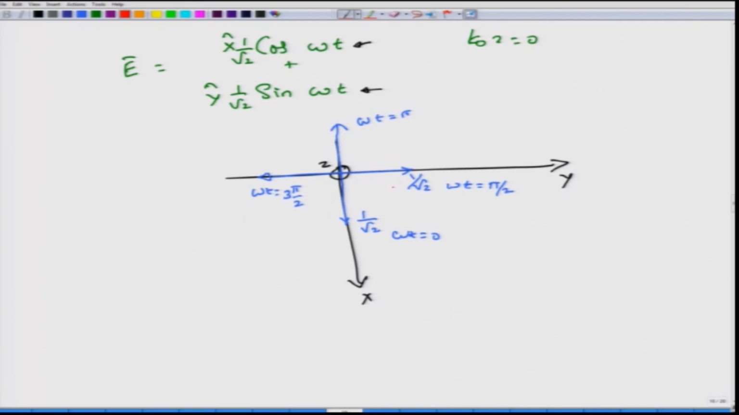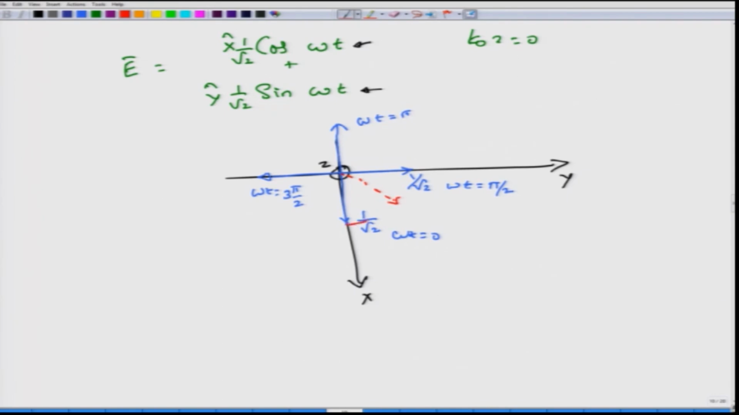So, you can put, for example, omega t equal to pi by 4 and realize that at omega t equal to pi by 4, the amplitude of this one would be 1 by root 2 along x axis plus 1 by root 2 along y axis. So, which means that in terms of magnitude or the length, they would actually be equal, right.